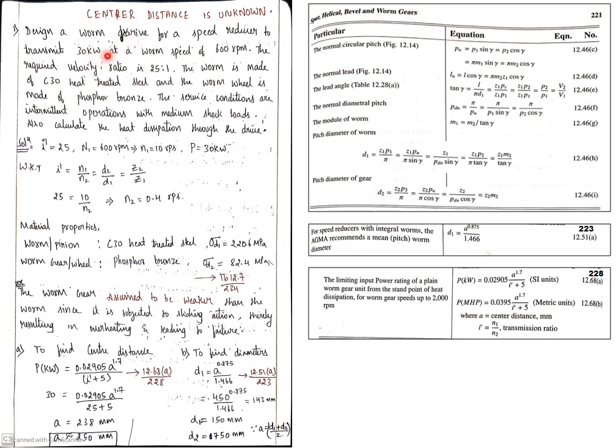Okay, so design a worm drive of a speed reducer to transmit 30 kilowatt. He has given the worm speed, that is n1. The required velocity ratio is 25:1. He has given the velocity ratio I dash. Okay, the worm is made of C30 heat treated steel and the worm wheel is made of phosphor bronze. The service conditions are intermittent operations with medium shocks. He has given the service conditions. Also calculate the heat dissipation through the drive. Okay, so he has given C30 heat treated steel. Okay, so he has given the material.